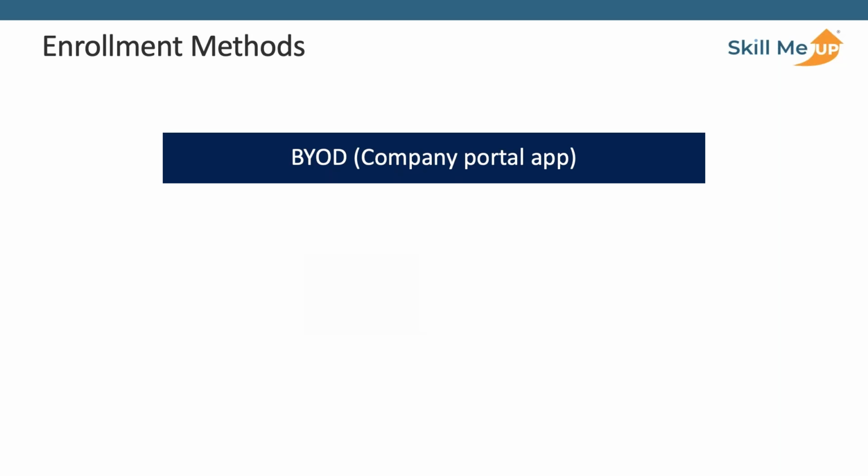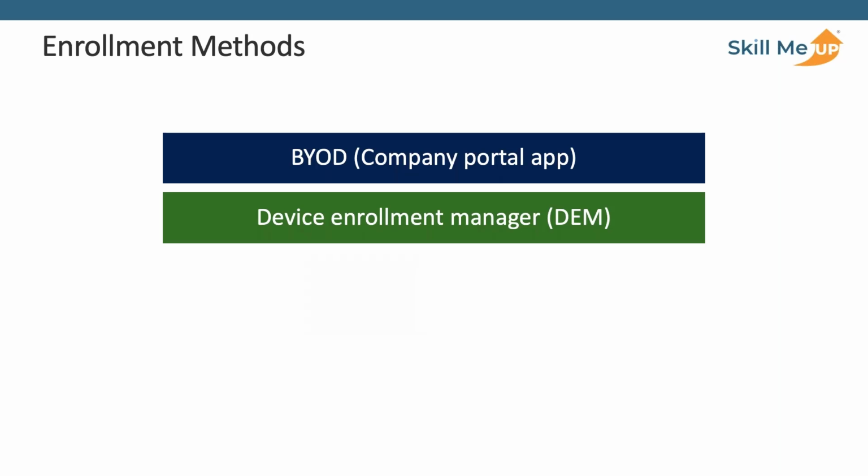And so that was a specific app that you download. If you're using an iOS device, you go to the Apple Store and download Company Portal. Or if you're using an Android device, you can go to the Google Play Store and download the Company Portal app as well. You also have Device Enrollment Manager. So that's a fully structured enrollment process.